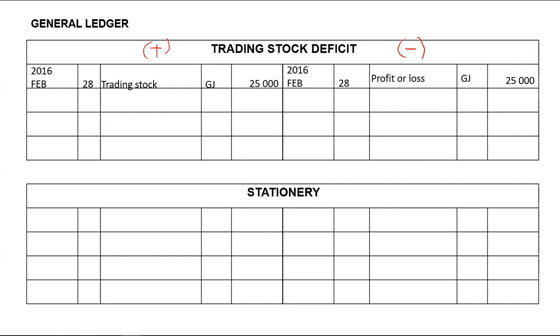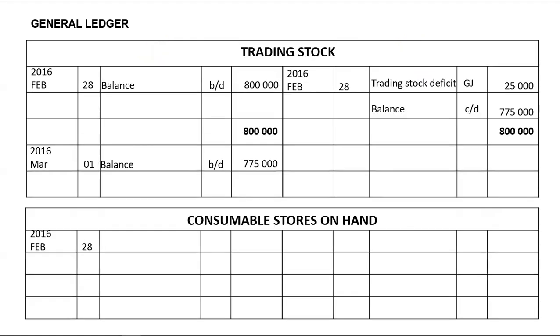Going back to the financial position accounts section, I'm going to do consumable stores on hand. Remember, I said consumable stores on hand is an asset account. So just like trading stock, it goes up on the debit side, it goes down on the credit side. Okay. Also, these accounts are asset accounts. That's why the sign will be plus minus.